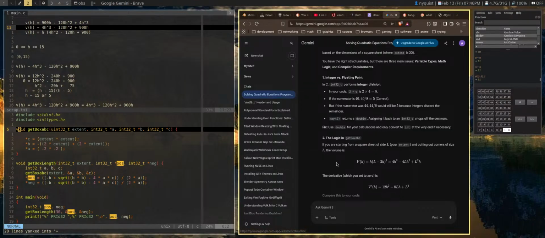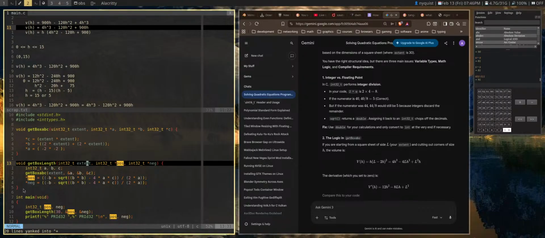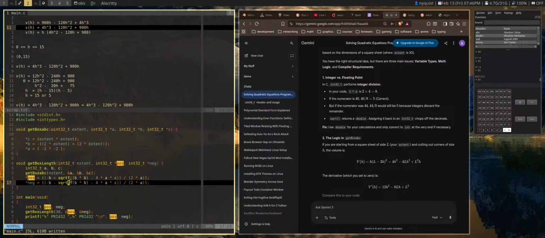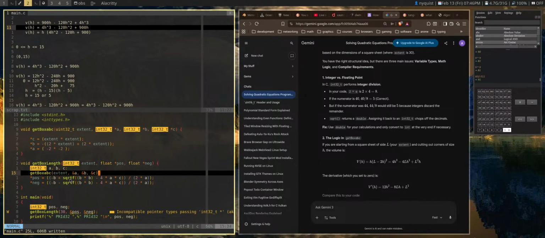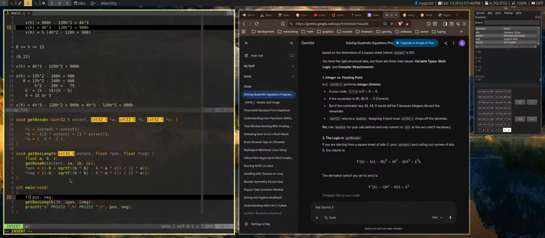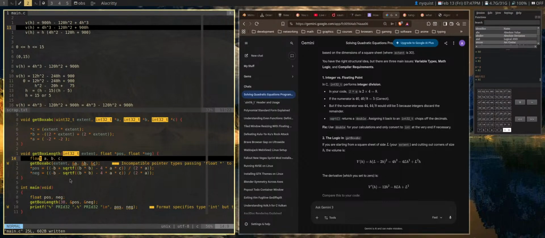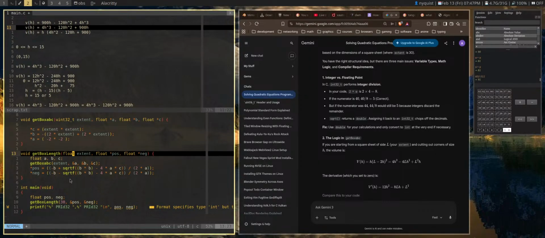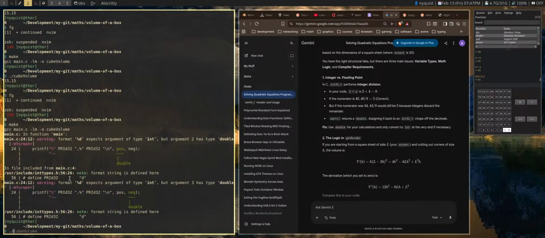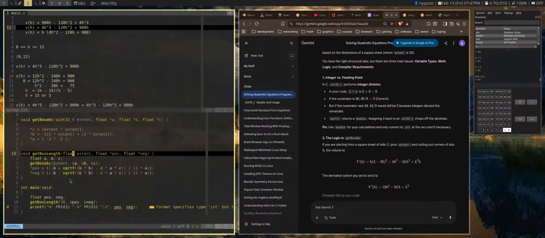Oh, it's a double. I think I get it, maybe. Let's use floats here. That's what I am doing wrong. To a, b, c, I just change everything to a float. See what... has type double.